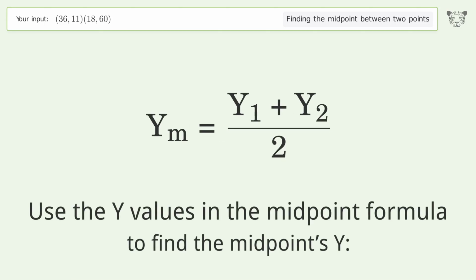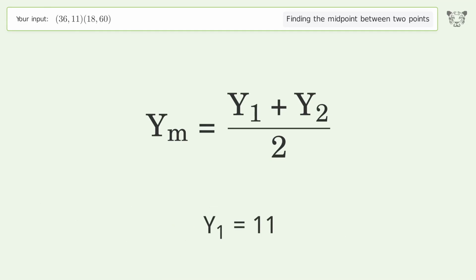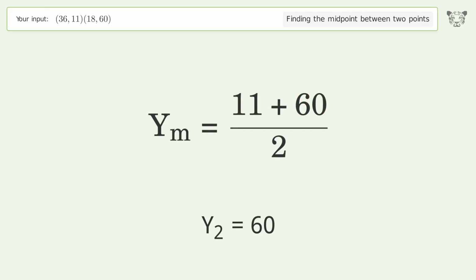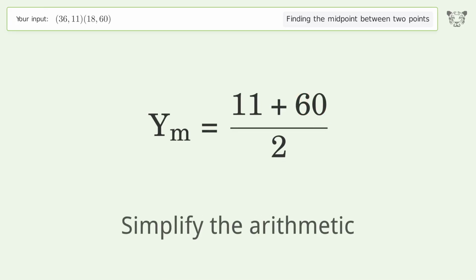Use the y values in the midpoint formula to find the midpoint's y. y1 equals 11. y2 equals 60. Simplify the arithmetic.